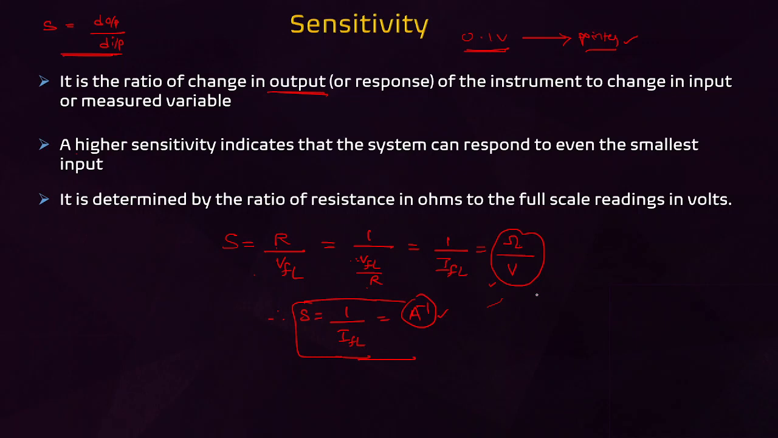Fine. Many people will stop at ohm per volt. But ampere inverse is also a unit, because in some exams I saw this option was also asked for the sensitivity unit. So please remember this. Just do 1 by (volt per ohm), and we will be getting 1 by ampere. Therefore it is ampere inverse. That's the thing. Fine. Now let us move to the next part.